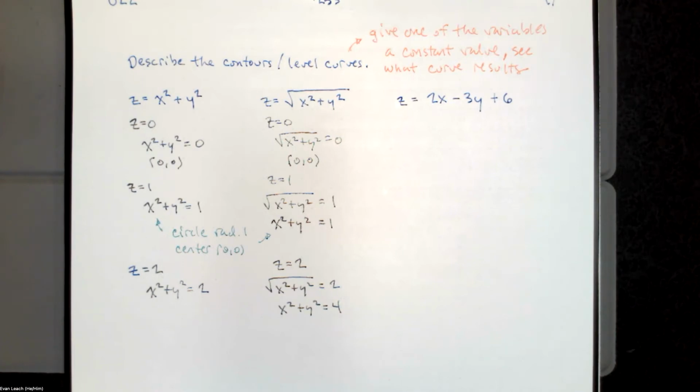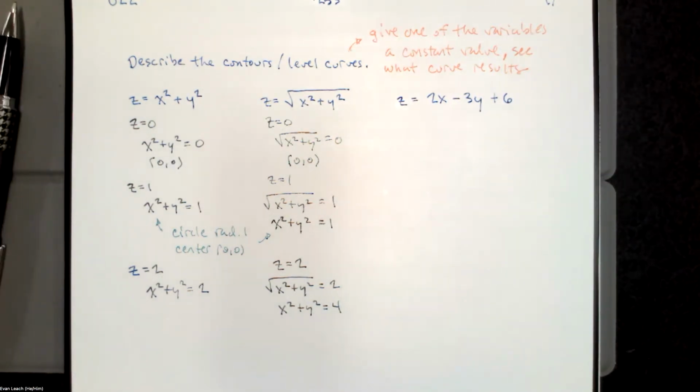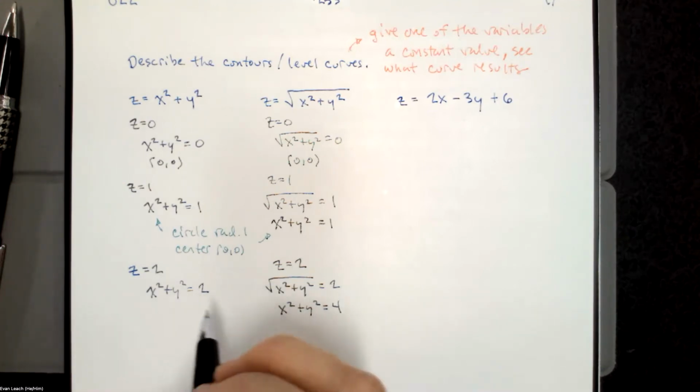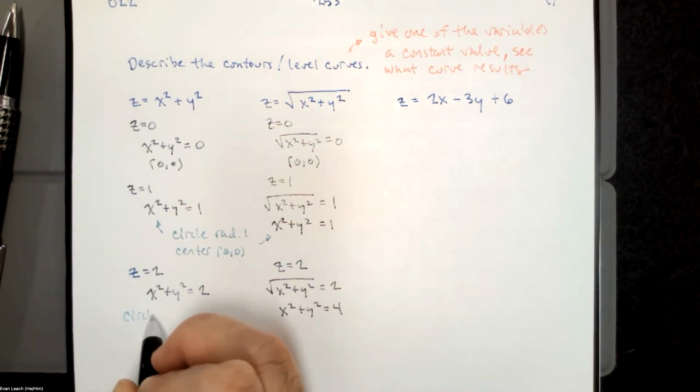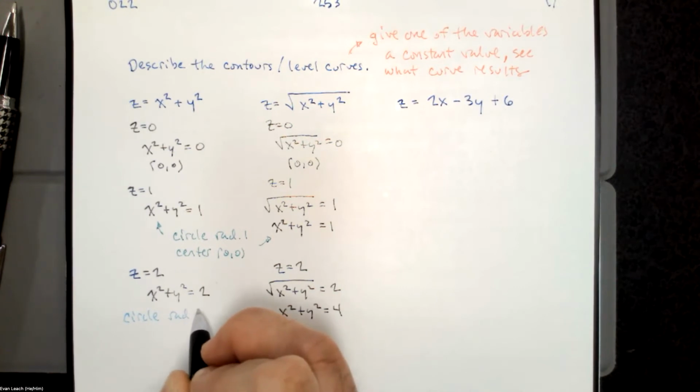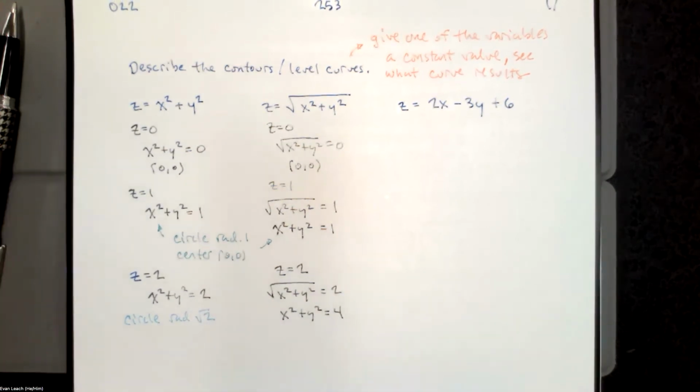Everybody see it? Not worried whether you can see the actual thing. We're just looking at the contour. Square root of 4, radius 2. So over here on the non-square root one, we have a circle of radius square root of 2. But on the square root one, we have a circle of radius 2, not 4, like I said earlier.